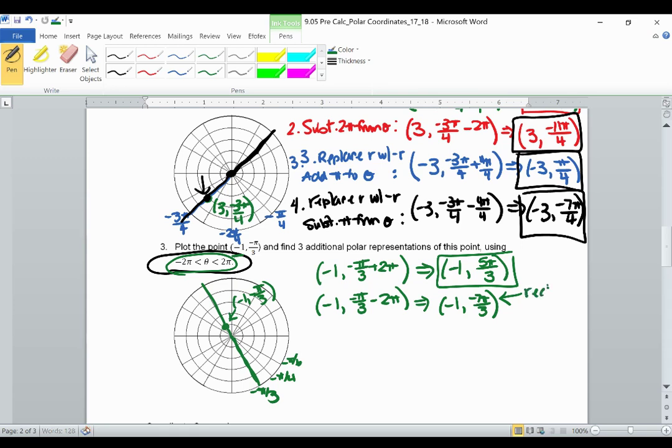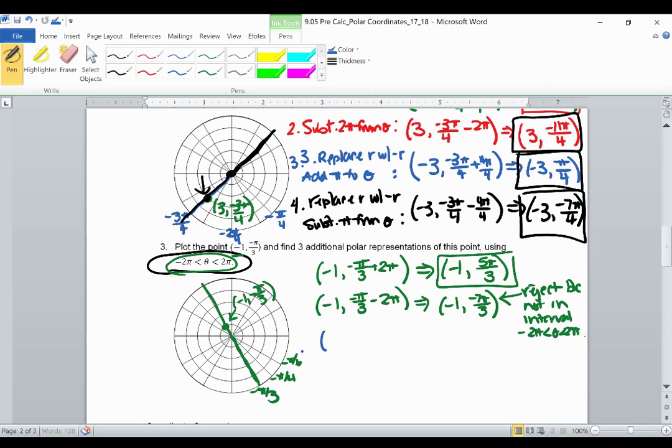So we can't keep this because it is not within our interval. So reject, because it's not in the interval between -2 pi and 2 pi. All right, now let's do the next one.